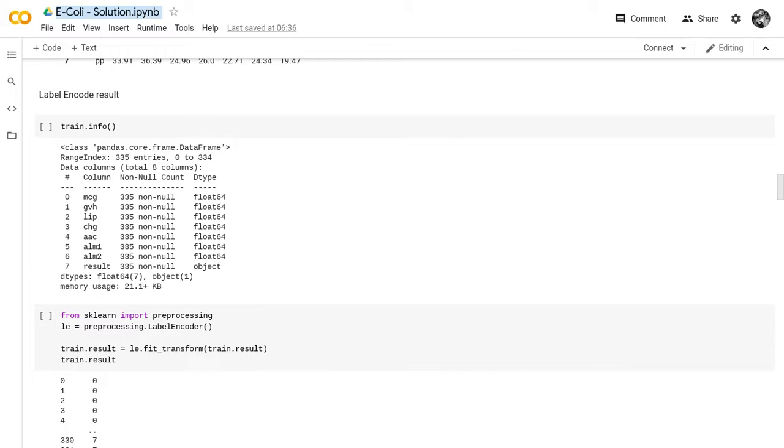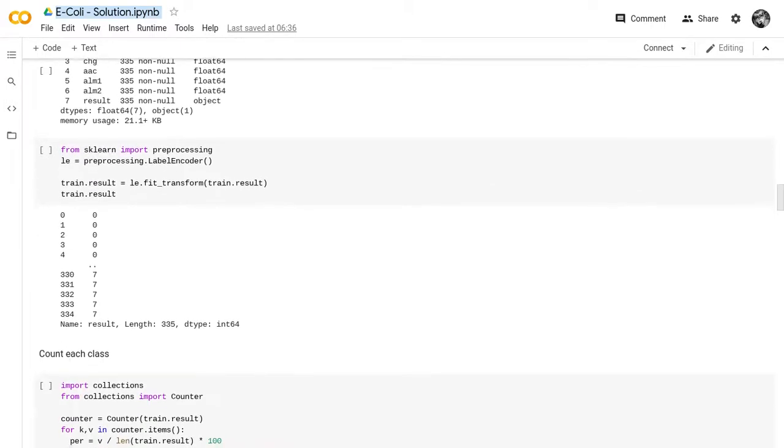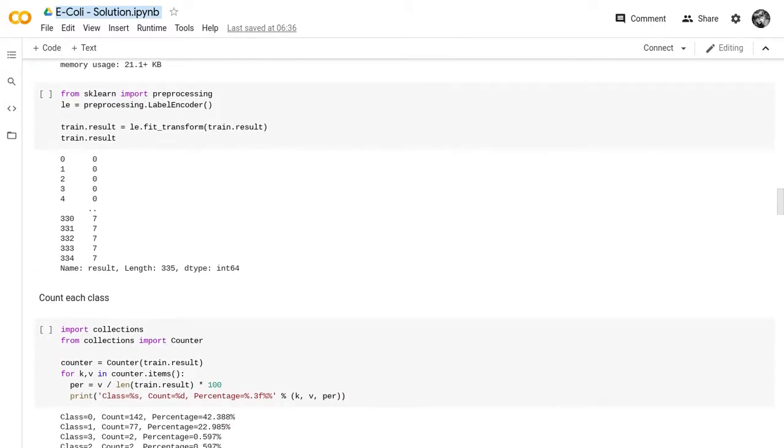So what we did was we label encoded the result. So now all of the results are label encoded by using the label encoder.